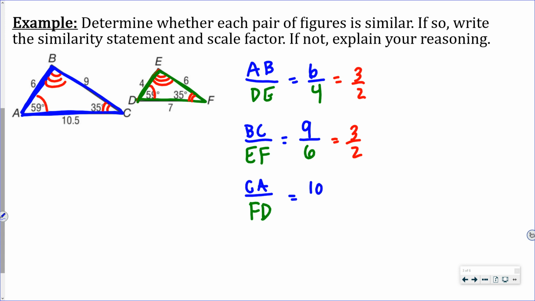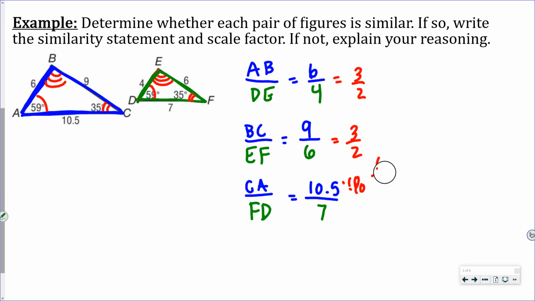So 10.5 to 7. Now this one might be a little trickier. You're like, whoa, decimals and fractions. Typically, you don't see decimals written in fractions very often. You can still use your calculator for this if you want, or you could just times everything by 10. Times top and bottom by 10, and you get 105 over 70, and then you could just reduce that.